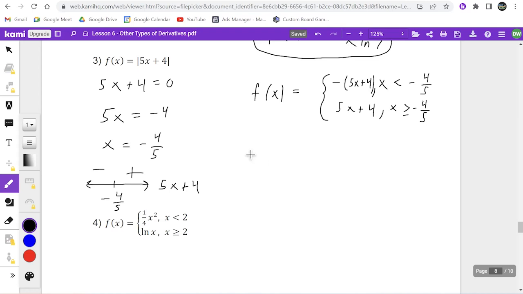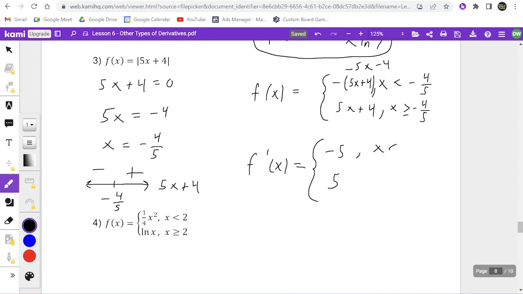And now when I take the derivative of this, I have to take the derivative of the top and the bottom. So f prime of x equals the top derivative. If I distribute that negative, it's negative 5x minus 4. And the derivative of negative 5x minus 4, that's just going to be negative 5. It's just a constant rule. And then the derivative of 5x plus 4 is 5.